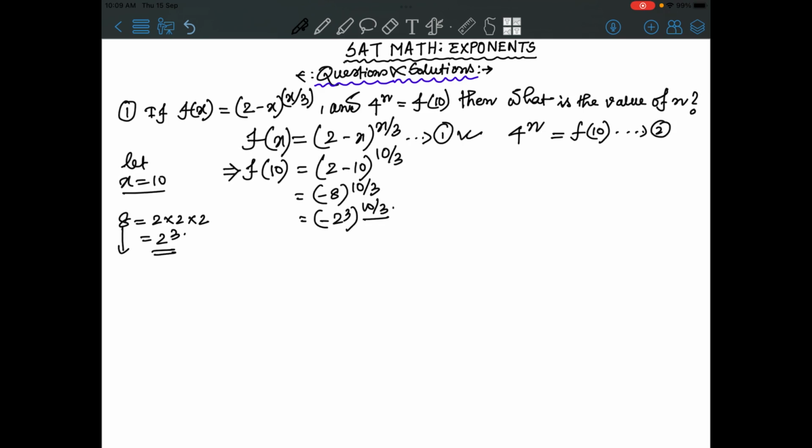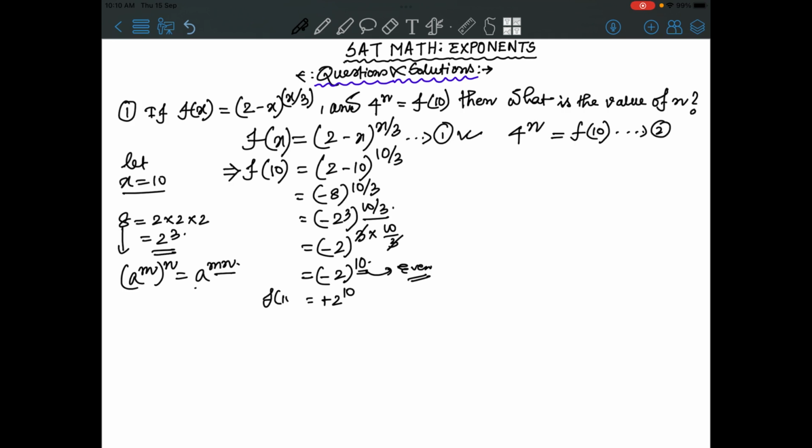Now we are going to use the law of indices. The formula is a to the power m, whole to the power n, is equal to a to the power mn. So in this case, minus 2 whole to the power 3 into 10 by 3. Now the 3 and the 3 will cancel each other. Now minus 2 to the power 10. As we can see, 10 is an even number, so the minus will convert into positive. So plus 2 to the power 10.